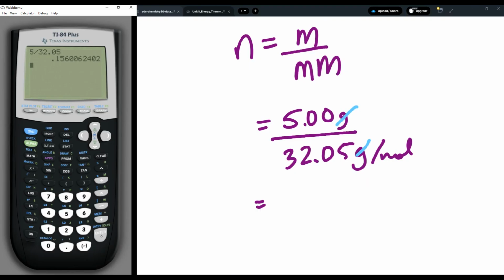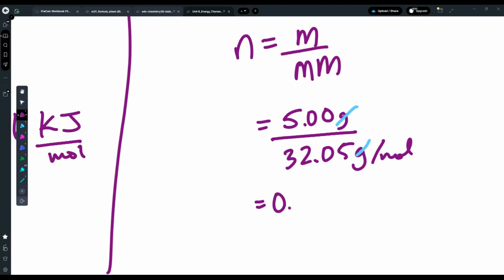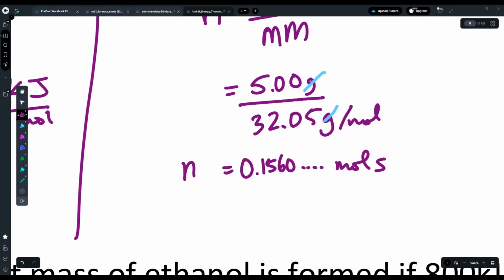Let's write out the first 4 digits after the decimal: 0.1560, which keeps on going forever. Moles. Keep in mind, I'm writing this, but I'm going to be using the raw number in my calculator. The reason why I only write the first 4 digits and not all of them is because I don't have the time to write all of them.